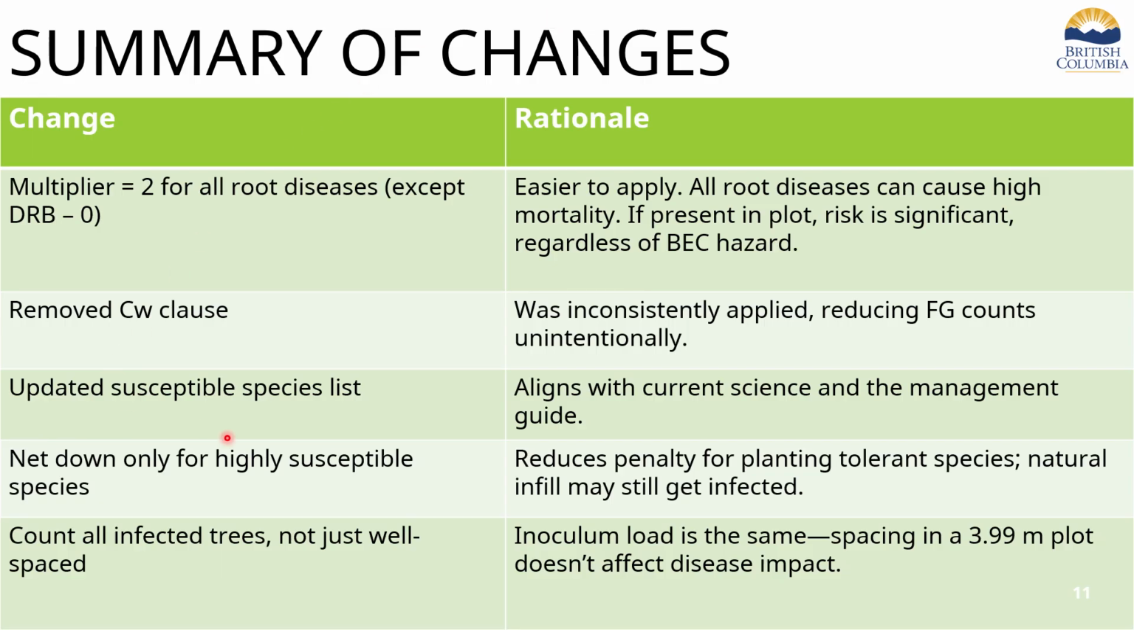Next, we're aligning the susceptible species list with the BC Managing Root Disease Guide. The previous classifications weren't reflective of the latest research and guidance. Next, we're only going to apply the Netdown process on highly susceptible species. So for some of the root disease agents, this is a significantly reduced number of species. And this is to motivate people to reforest with less susceptible species.